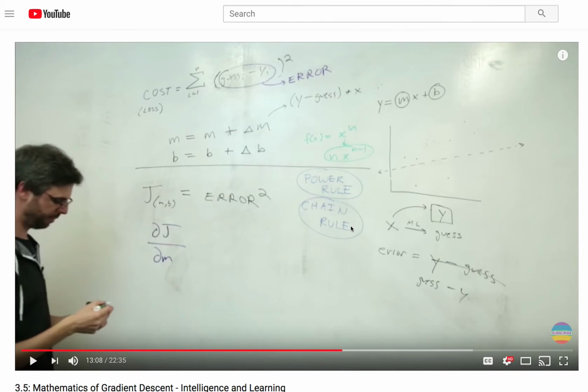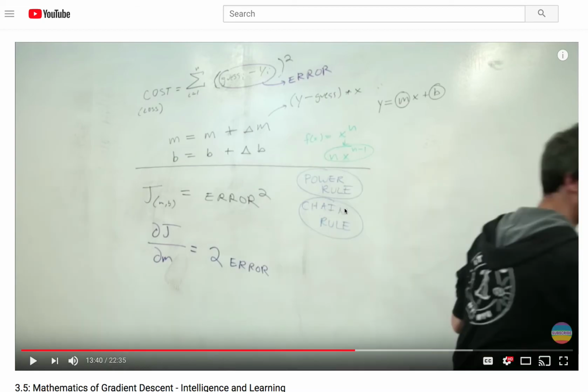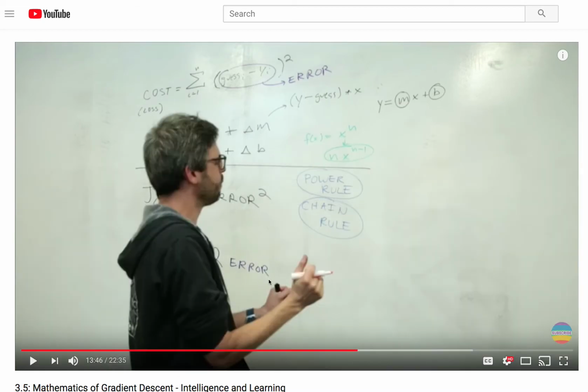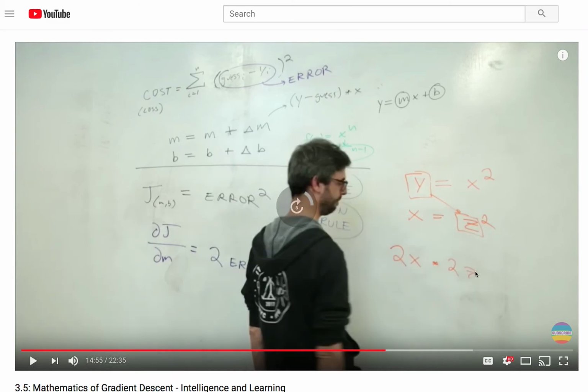And then he talks about the power rule and the chain rule. If you've taken calculus, you should know this. If not, you can do a Google search. And so what does the power rule tell us? It tells us that the power comes down to the front, so we get 2 times error, and then the power is subtracted by 1. So error to the 1 power is just error. And then the chain rule tells us that we need to multiply this expression by the derivative of this error. Okay, so that's what he's talking about here.